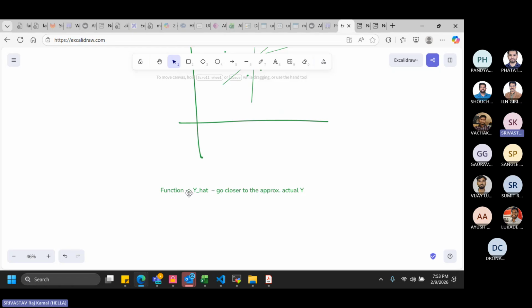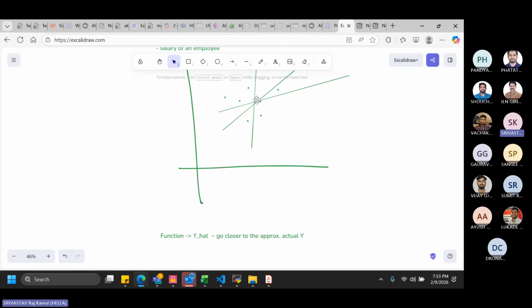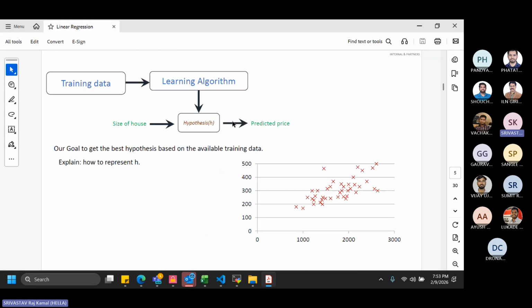Looking at the data, the machine learning solution helps to calculate y hat, an approximate function which will try to be closer to the actual y. Therefore, you would be creating multiple lines, and finally what we want is to find the best line whose output is closer to the actual y. This is our target. So we want to find the best line. How we do that is going to be our topic.